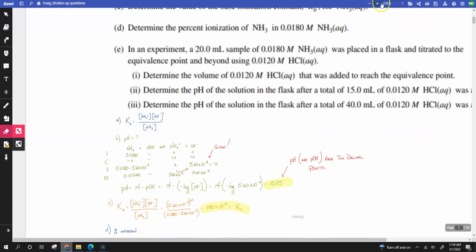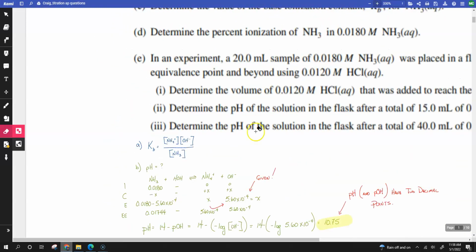So when we come and look, I kind of did everything small here. So here's part A, the equilibrium expression. Remember, we have a base. So it's Kb because we have hydroxide. Do not ever write Ka and hydroxide here. We want to make sure we get that easy point.